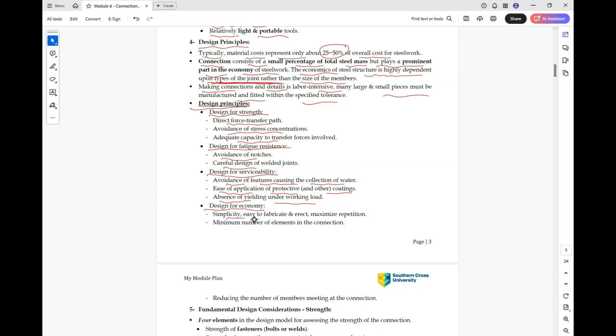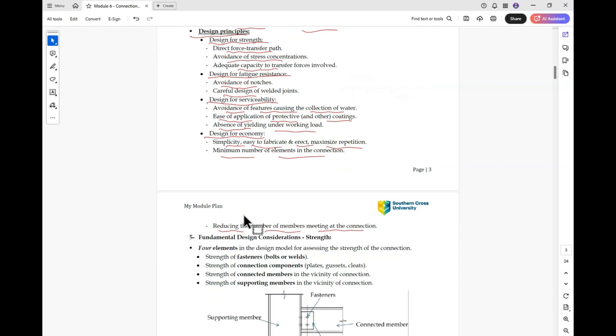Design for economy: simplicity, easy to fabricate and erect, and maximize the repetition. So for the bolted connection, it is easy to repeat and make a modular design. Minimum number of elements in the connection. Reduction of the number of members meeting at the connection. For example, don't make all the members meet at the same point because this connection will be too complicated to design.